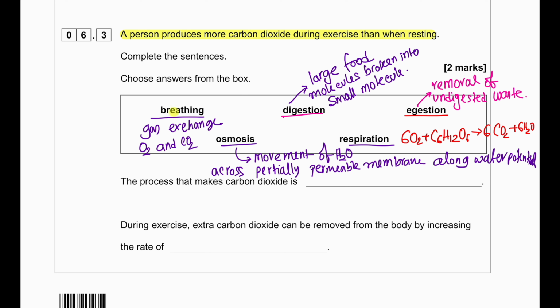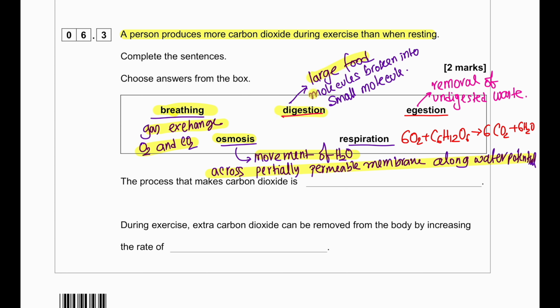Here are the options that are given. Breathing. Breathing is a type of gas exchange, all right? So oxygen and carbon dioxide are exchanged in breathing. Osmosis. Movement of H2O across a partially permeable membrane along a water potential gradient. So movement of water generally would be osmosis.